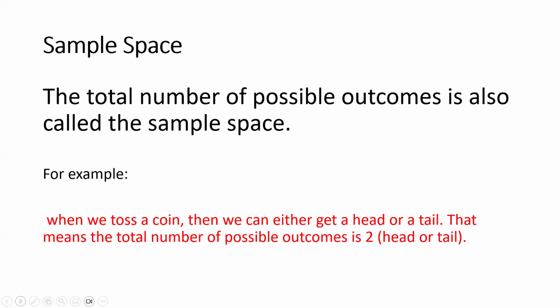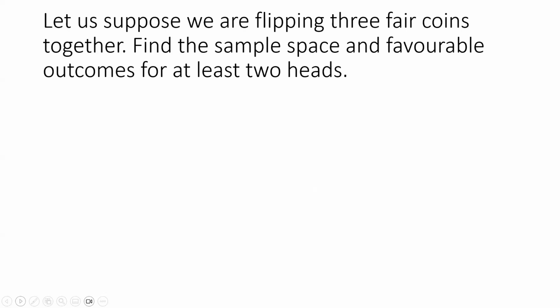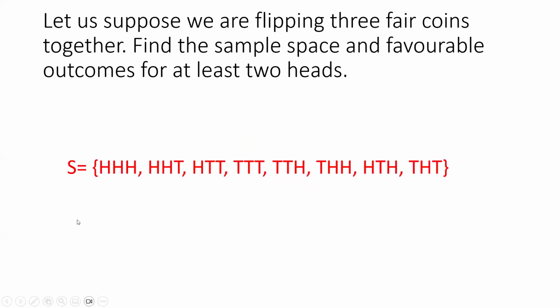If you look at tossing a coin, when you toss a coin, you can only get a head or a tail, right? So as a result, head and tail is my sample space. Let us suppose we are flipping 3 fair coins together, and the question says, find the sample space and the favorable outcome for at least 2 heads. If you look at what I have there, this is the sample space. These are all the outcomes I can get if I throw down 3 coins. I can get head, head, head, head, head, tail, head, tail, tail, or all of them being tail, and so on.